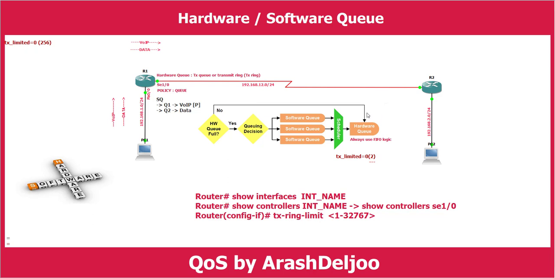Here you can see the process. Don't worry about this part; let me explain only this part. Look here. We have, for example, three software queues: Q1 for data, Q2 for VoIP, and Q3 for, for example, video traffic.